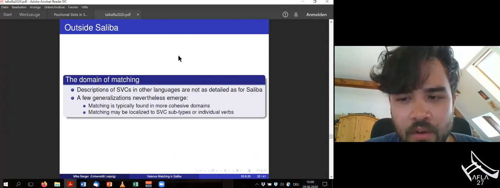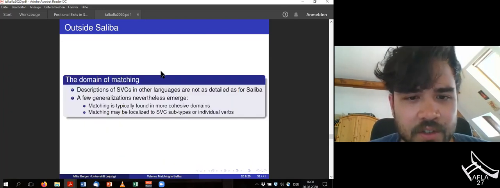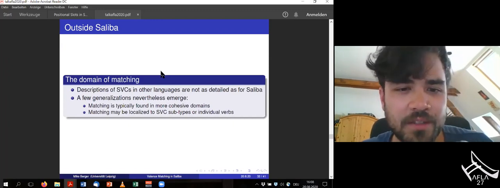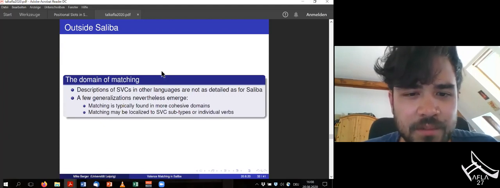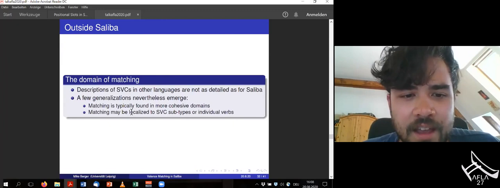So I don't really have the time to go through this. I'll just quickly run through this. In terms of domain, descriptions of SVCs in other languages aren't as detailed as for Saliba, but it does seem that matching is typically found in more cohesive domains.